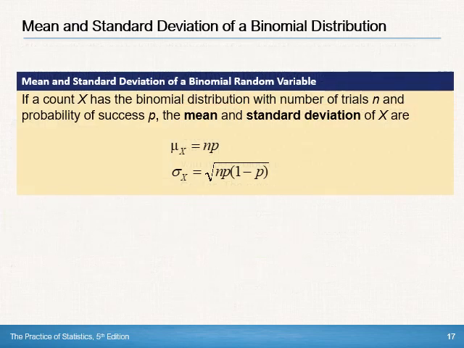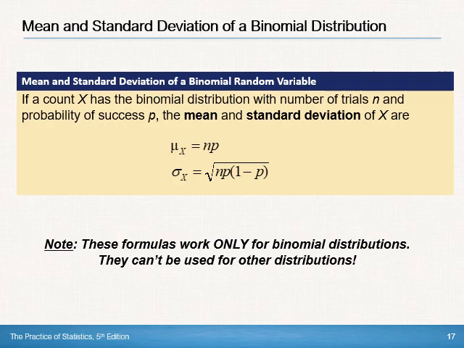And so here is the formula again for the mean that we saw on the previous slide. And here is the formula for the standard deviation. It's the square root of n, the number of trials, times p, probability of success, times the probability of failure. So if p is success, 1 minus p is the probability of failure. And again, these only work for binomial distributions. They do not work for any other random variable distribution.